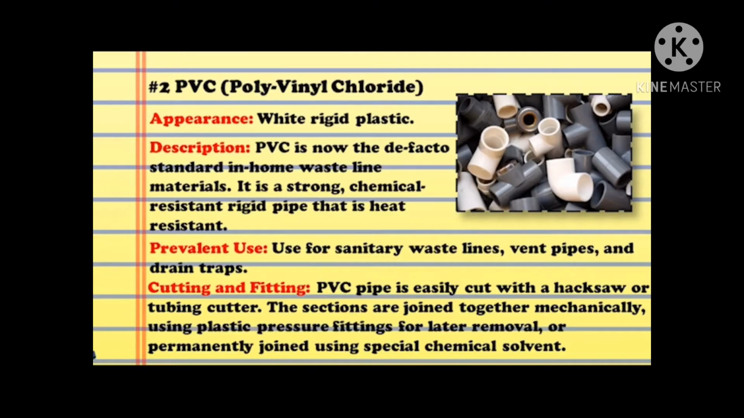Cutting and fitting: PVC pipe is easily cut with a hacksaw or tubing cutter. The sections are joined together mechanically using plastic pressure fittings for later removal, or permanently joined using special chemical solvent. So, PVC pipe is well known for its lightweightedness. Pagdating sa cutting and fitting, madali lang dahil nangangailangan lang ng glue at saka solvent upang ikabit yung mga PVC pipe. At saka pag puputulin naman ito, kailangan lang naman ng hacksaw. And another advantage of PVC pipe is its inexpensiveness.